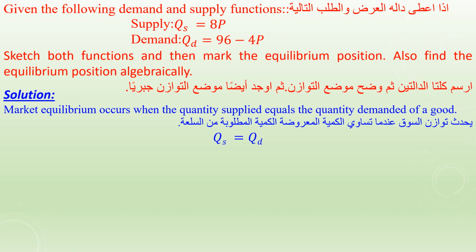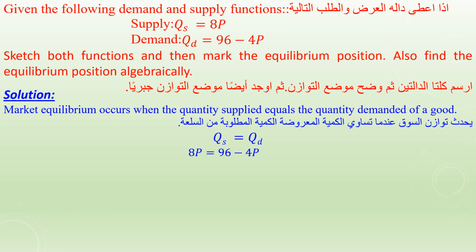The equilibrium point is when the quantity of supply equals the quantity of demand. If the two quantities of supply and demand are equal, then this is the equilibrium point. Then I put QS equal to QD. QS equals 8B and QD equals 96 minus 4B. Yes, I set the two equations equal.